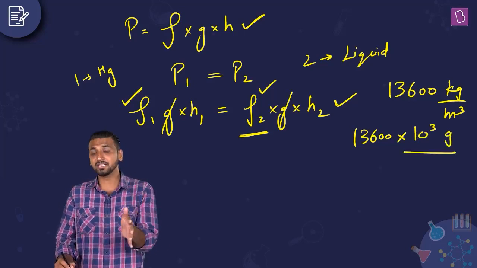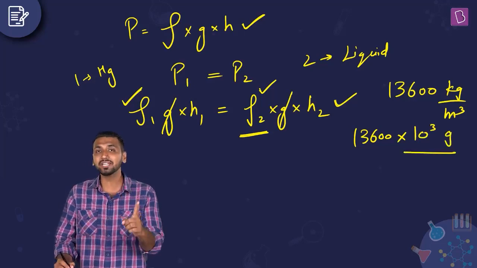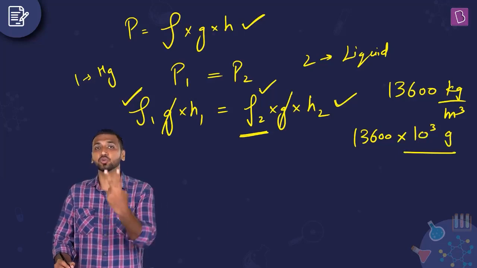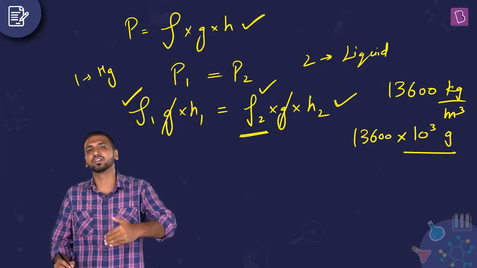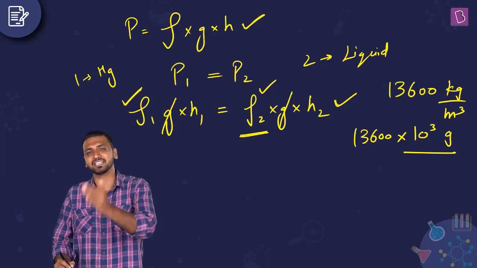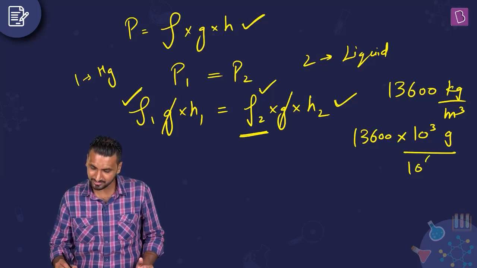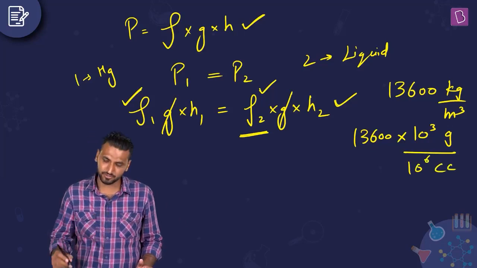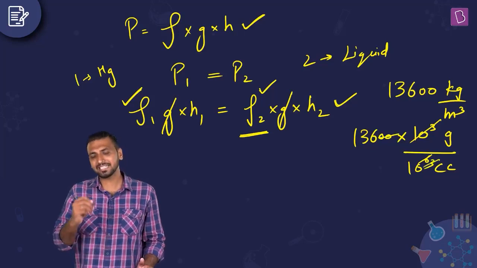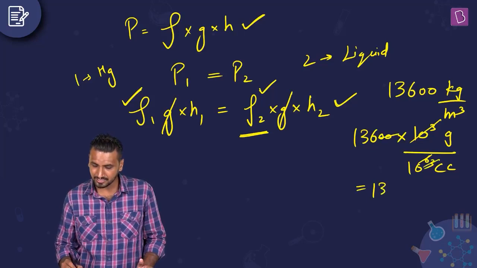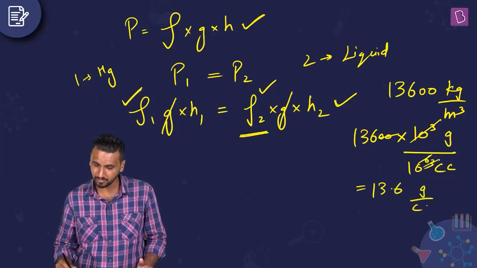Okay. Meter cube into centimeter cube. 1 meter is 10 to the power 2 centimeter, right? So 1 meter cube will be 10 to the power 2 whole thrice centimeter cube. That makes it 10 to the power 6 cc. If you just cancel it, 3 and 2 zeros with this. So 136 by 10 will be nothing but 13.6 gram per centimeter cube, right?